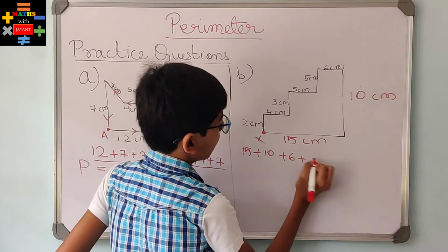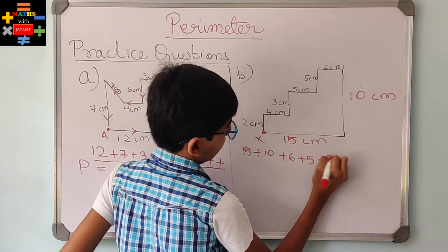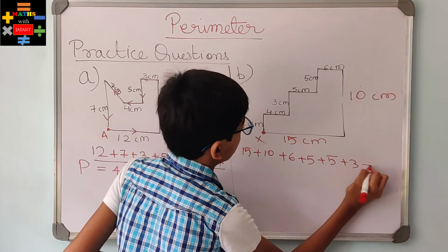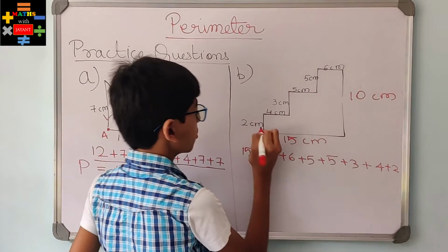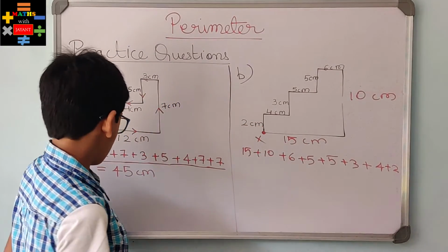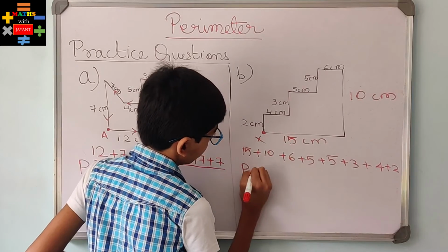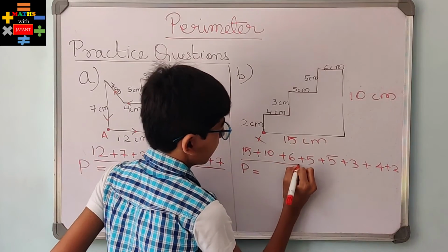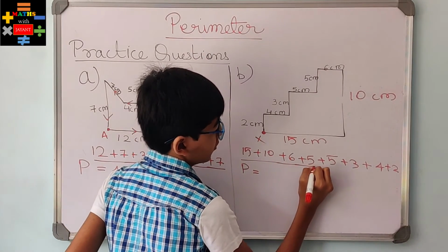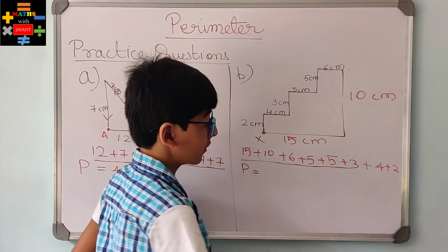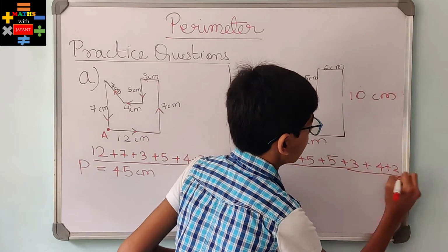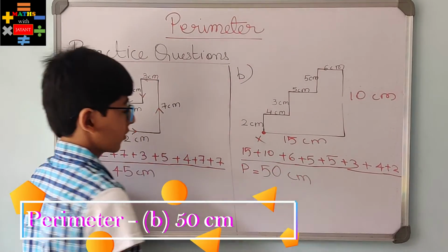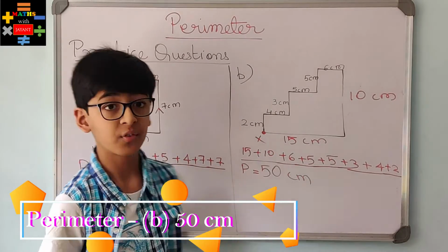Then we add like this 5 centimeter. Then we add 5 centimeter. Then we add 3 centimeter. Then we add 4 centimeter. And finally we add 2 centimeter. Now when we add all of this, what will the perimeter be? Let us add all of this. 15 plus 10, 25 plus 6, 31 plus 5, 36 plus 5, 41 plus 3, 44 plus 4, 48 plus 2, 50. So this becomes 50 centimeter. So this is the perimeter of this figure.